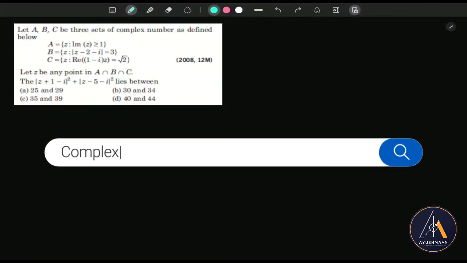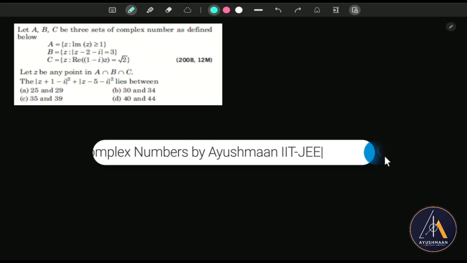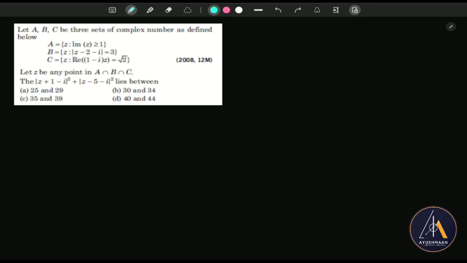So in this question, we are given three sets A, B, C, and the definitions are given. Let Z be any point in A intersection B intersection C. Then हमें दो सर्कल के इक्वेशन दिए हैं, तो हमें बताना है कि this value lies between which two integers. So first of all, let us take Z equals 2x plus iota y.